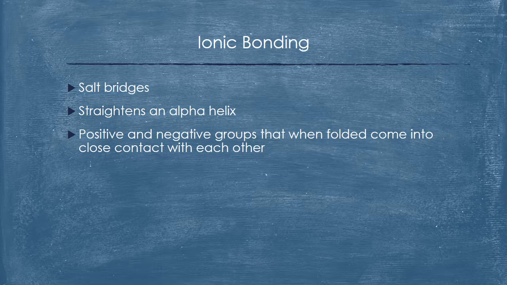The next structure that affects tertiary structure is called ionic bonds. And what happens is the neutralization of an acid and an amine creates these salt bridges, and these salt bridges have the effect of straightening an alpha helix. And what happens is ionic because you have positive and negative groups that, when folded, come into close contact with each other. And you all know the saying, how positive and negative attract, whereas positive and positive repel, and the same thing with negative and negative. And this is what we take into consideration when determining the tertiary structure of that protein.